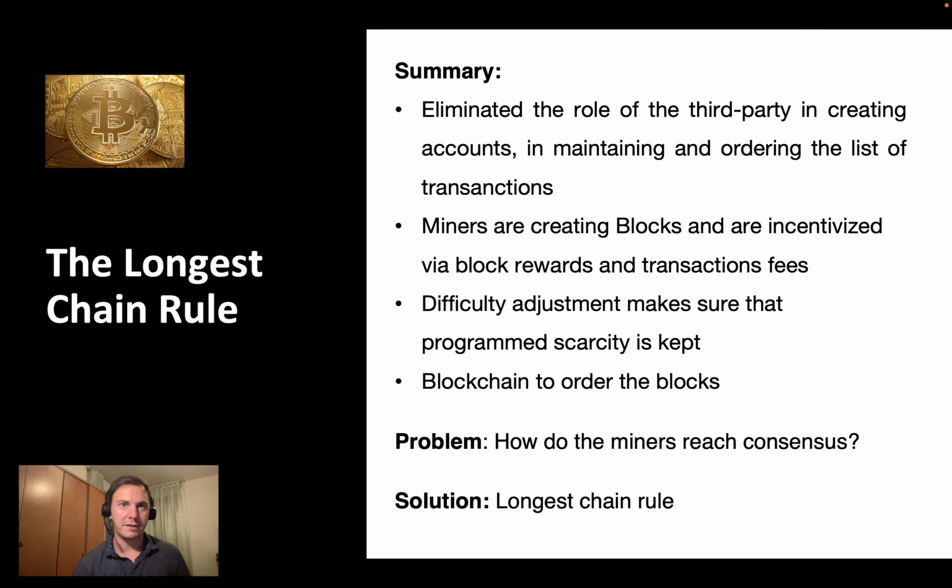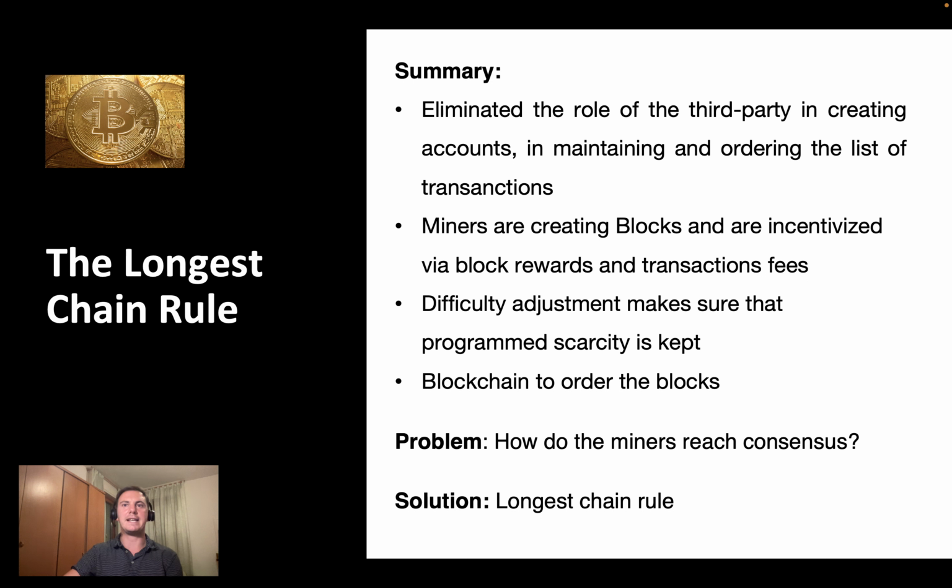So at this point, we have transactions bundled in blocks, and bookkeepers agree on the order of blocks that are propagating around the network. We have therefore eliminated the role of the third party in creating accounts, in maintaining and ordering the list of transactions. Furthermore, we have miners who are creating the blocks that contain the transactions. The miners are incentivized via block rewards and transaction fees. We have also introduced the difficulty adjustment that makes sure that the programmed scarcity is kept, despite the advances in technology and the increase of the hash power.